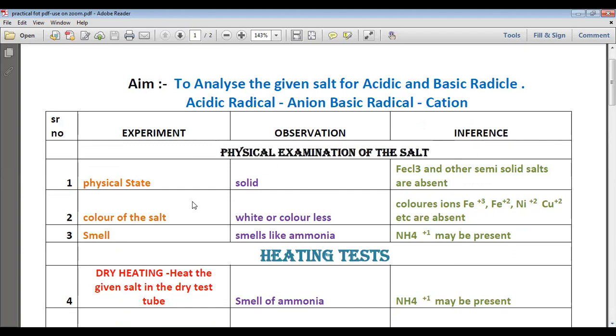So we have seen the salt. What was the physical state? We can easily say that the physical state was a solid. There are some salts, for example, iron 3 chloride, FeCl3, and other semi-solid salts. They are absent, because the salt was not semi-solid, we can say that the semi-solid salts were absent.